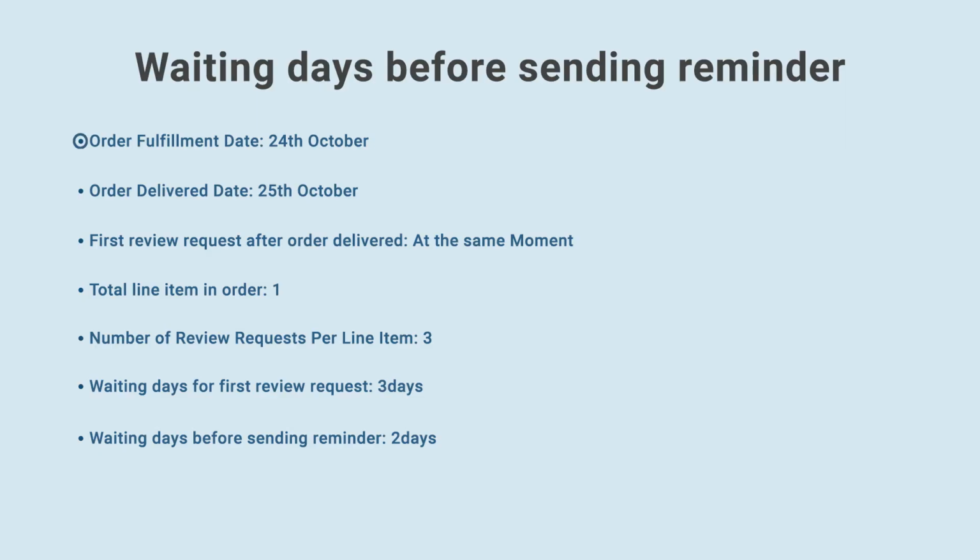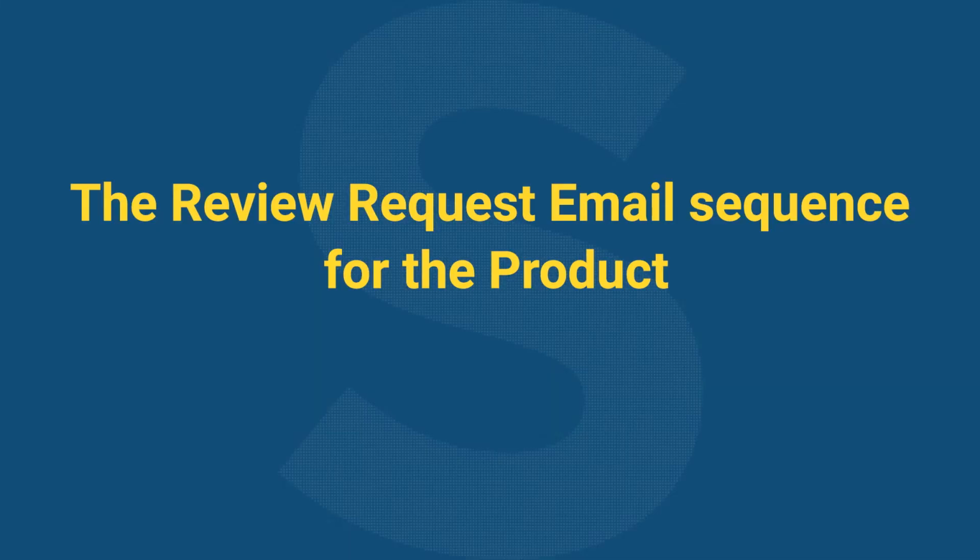Order fulfillment date 24th October. Order delivered date 25th October. First review request after order delivered at the same moment. Total line item in order 1. Number of review requests per line item 3. Waiting days for first review request 3 days. Waiting days before sending reminder 2 days. Let's see the review request email sequence for the product. We will divide this into 2 parts.